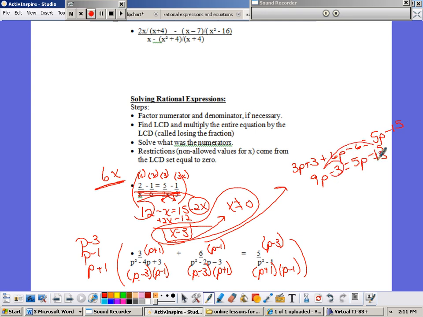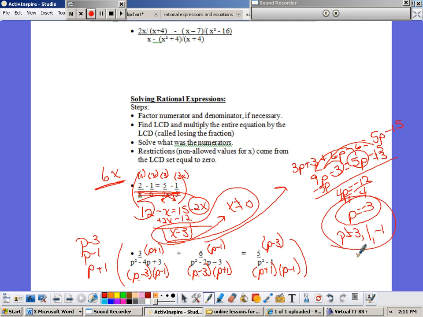3's going this way. 5P's going that way. 4P equals negative 12. Divide by 4. P is negative 3. Now let's see what my restrictions were. P could not be 3. P could not be 1. And P could not be negative 1. My P was negative 3. Therefore, it's all good.